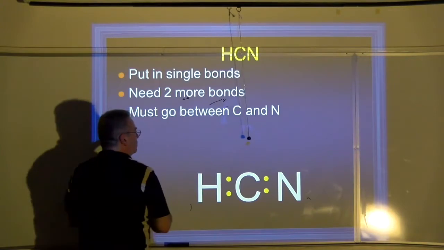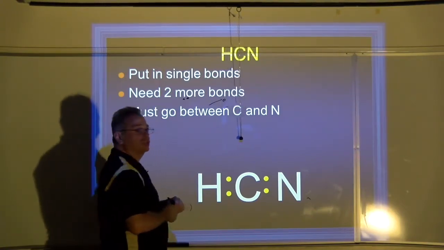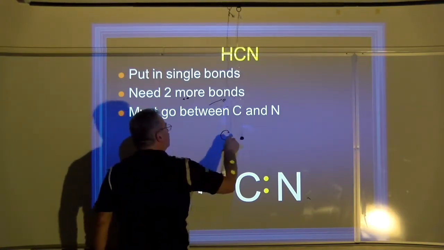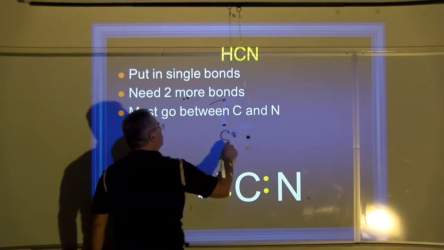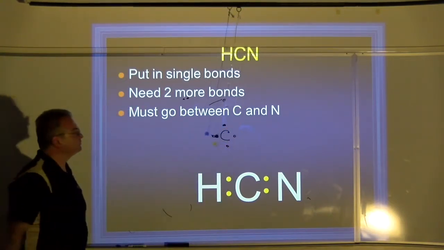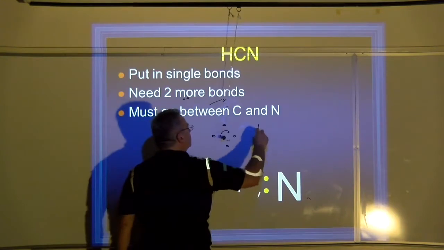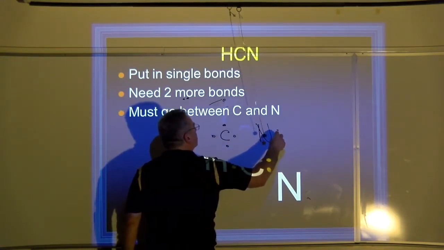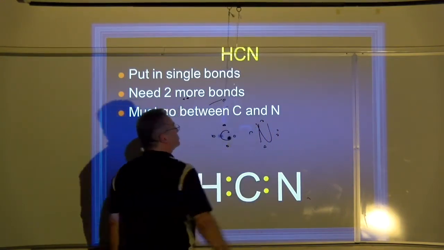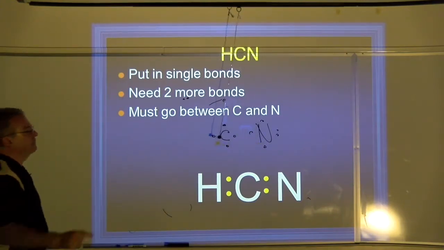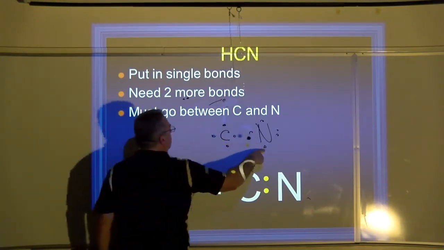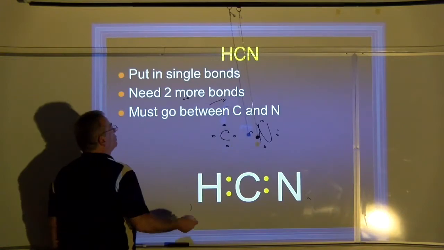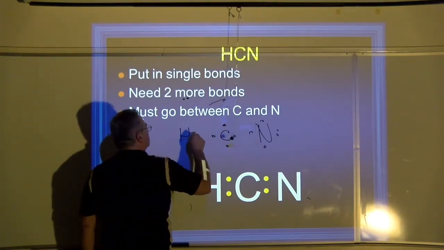Carbon has 4. How do you know that, Mr. Joe? Because you draw the Lewis dot structure the right way. You say carbon has 4 valence electrons, 1, 2, 3, 4, right? Nitrogen has 5 valence electrons, so 3 of them are bonding. So carbon could form 4 bonds, nitrogen could form 3, and we know hydrogen could only form 1.